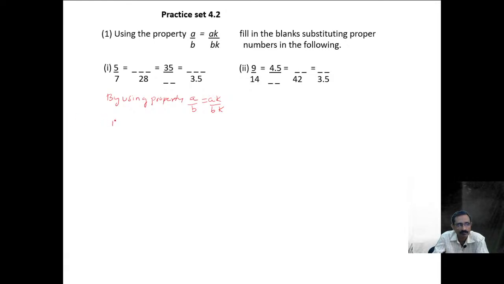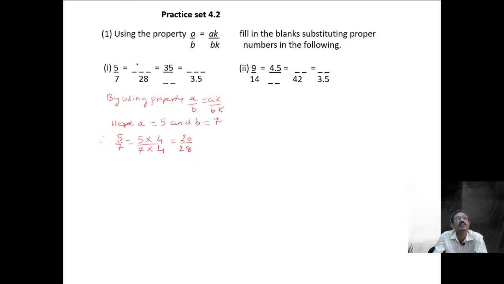Here A is equal to 5 and B is equal to 7. Therefore, using this property, we can solve this. If you take this K, the same number is multiplied on both the sides, right? So 5 upon 7 is equal to 5 into 4 upon 7 into 4. Now 7 fours give me 28. Same 4 here. 5 fours are 20.